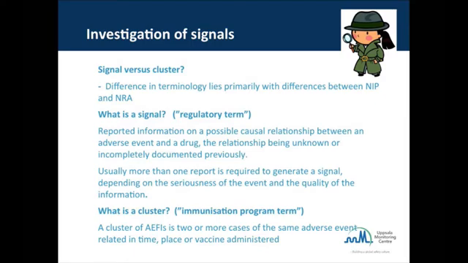We don't use the word cluster so often when we talk about more routine pharmacovigilance. We tend to talk about signals. This doesn't have to do with how many cases you have, although it usually has to be more than one case. A signal is reported information on a possible causal relationship between an adverse event and a drug. Usually more than one report is required to generate a signal.